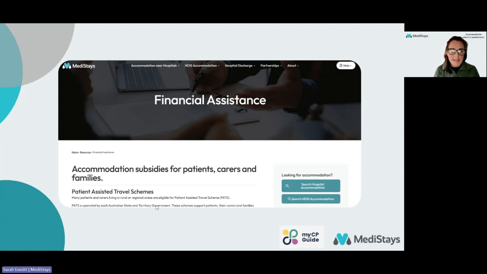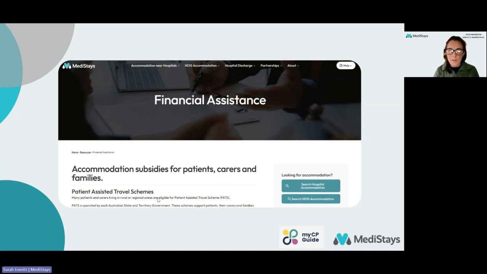Just to switch gears here now into financial assistance. So for a diagnosis of CP, for somebody that was travelling to a specialist hospital, there are in every state and territory subsidies available to help cover the costs of accommodation and also transport. It varies significantly across the jurisdictions, and an in-depth guide, you can jump onto the website and find that.